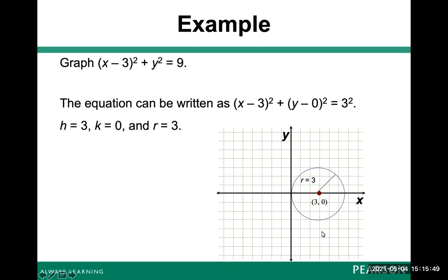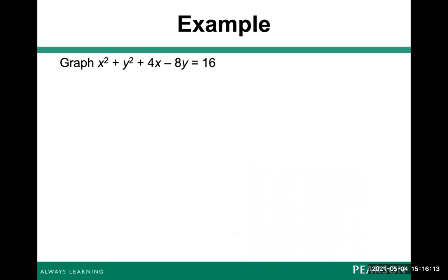All right, so again, if I was doing this in the online homework, I would click the circle tool. It would ask me for the center, so I would click on (3, 0). And then it would ask me for any point on the circle. I could go over here, I could go to the origin, I could go directly up here. It doesn't matter. 3 units in any direction. Okay, this one's a little different.